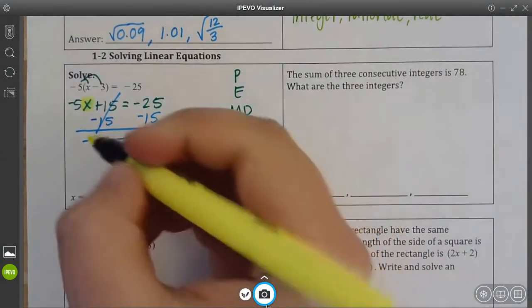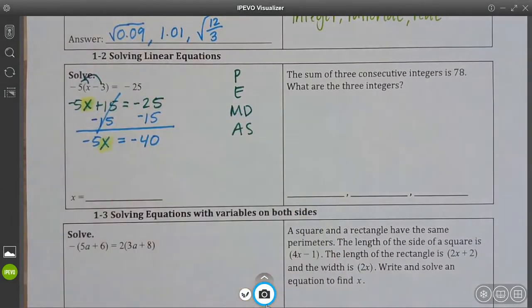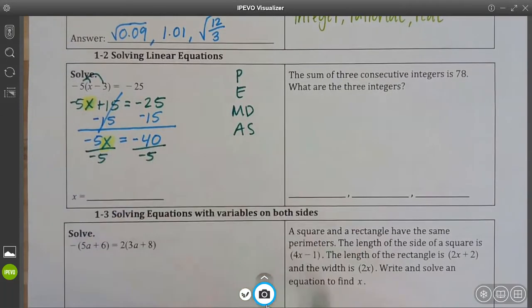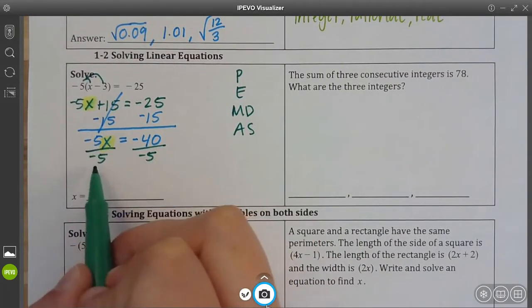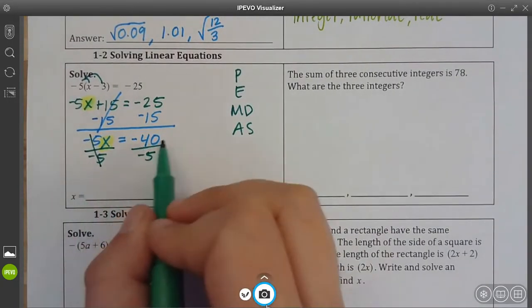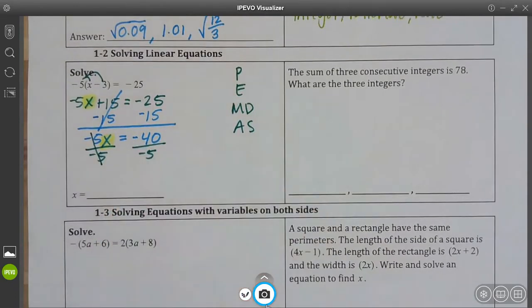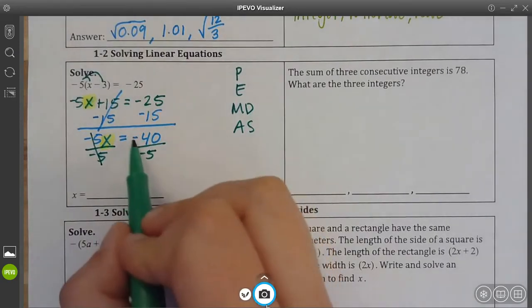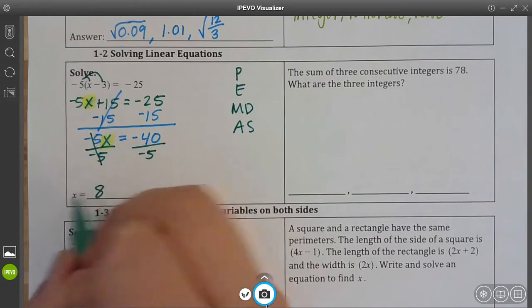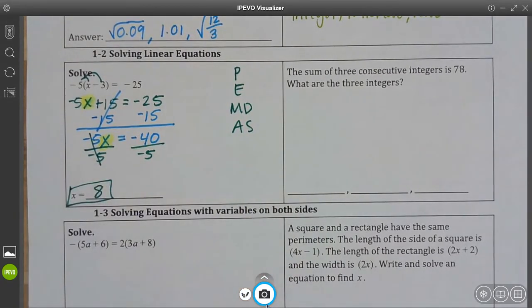And our goal still is to get x by itself. So the last thing that is attached to x right now is a negative 5. I'm going to divide both sides by negative 5. The opposite of this multiplication is division. Those negative 5s cancel out, so I'm just left with x. And then I need to do negative 40 divided by negative 5. That's something that I can type into a calculator if I need to. Negative divided by negative is a positive, and then 40 divided by 5 is 8. So my final answer there is x equals 8.